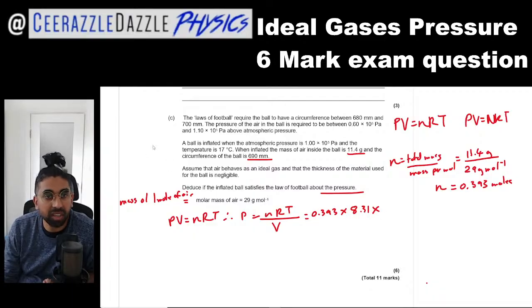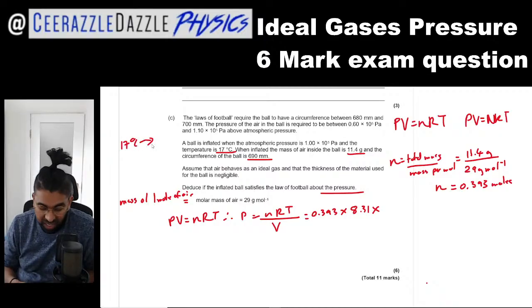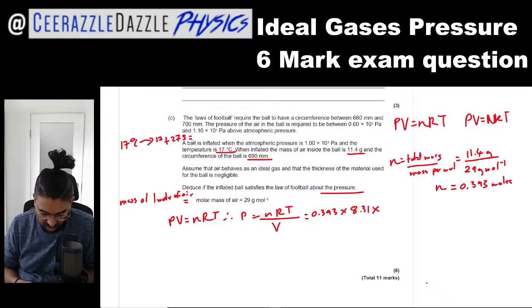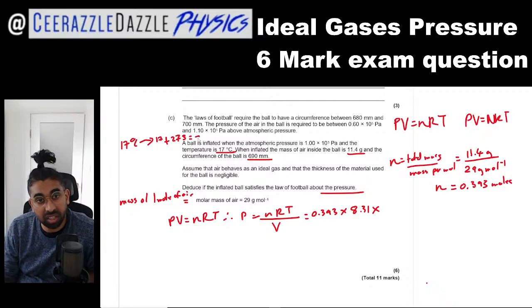the temperature. The temperature is 17 degrees Celsius, but don't forget this formula only works if it's in Kelvin. So we need to convert this into Kelvin. To convert 17 degrees Celsius to Kelvin, you simply add 273. So 17 plus 273 is 290. 290 Kelvin goes into here.